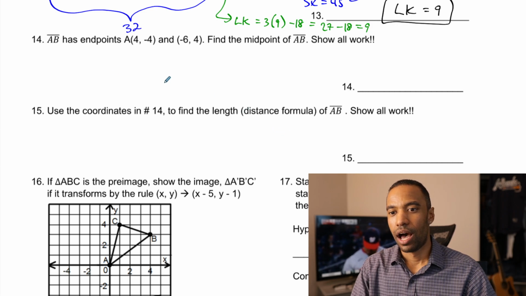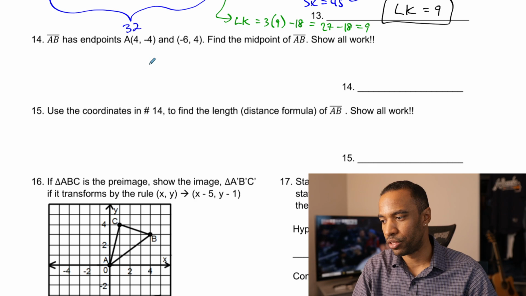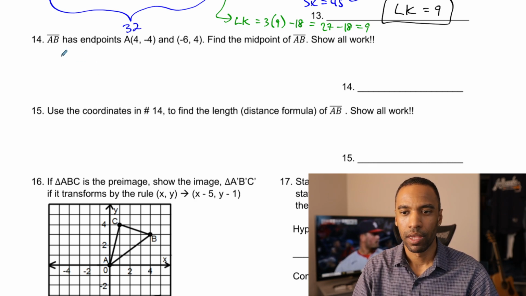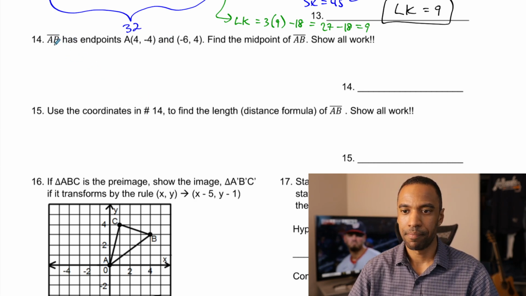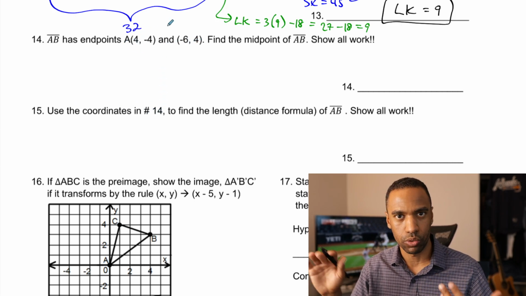Okay, numbers 14 and 15, I can almost run in conjunction with one another. You'll see how I do it in a couple forms here. But I have the segment AB. They say use the coordinates in number 14, so they are in conjunction, but we're going to do two different things.